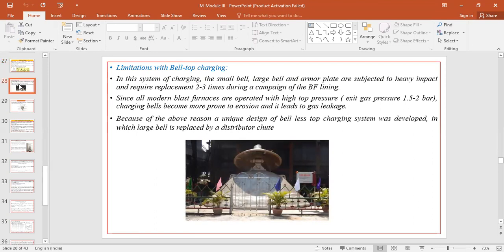And because of this erosion problem, replacement of these bells used to happen 2 to 3 times during the campaign life. For a normal blast furnace, the campaign life will be around 10 to 15 years. So during this time, because of the erosion of these bells, you can see this is one bell. This is the size of the bell. This is how the bell actually looks.